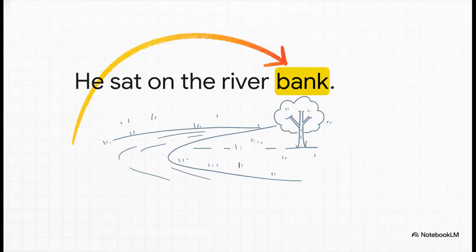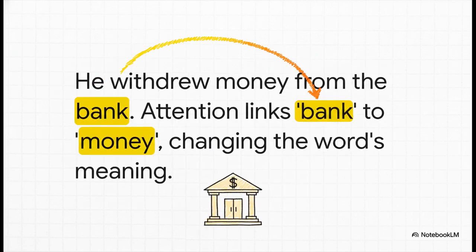Okay, let's look at the sentence. When the model sees the word bank, its self-attention mechanism just lights up. It scans all the other words and gives a huge amount of weight or attention to the word river. It knows that river and bank are super strongly connected, so it concludes, aha, bank here means the side of a river. Now, check this out.